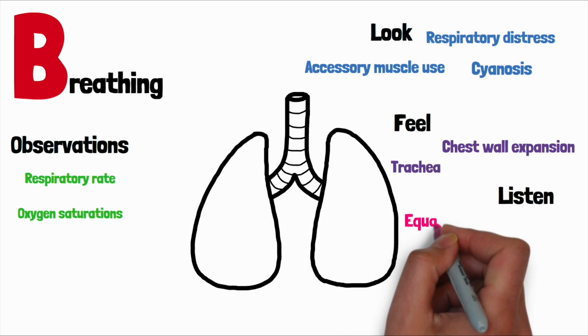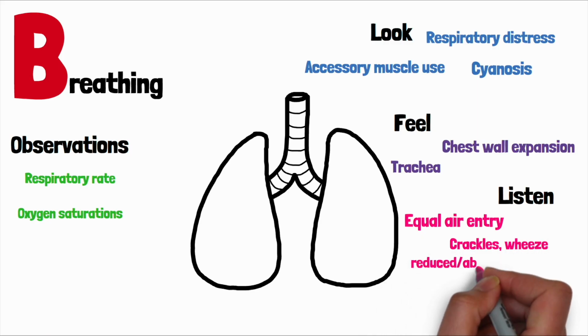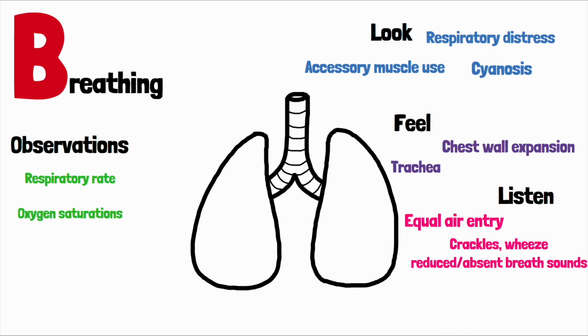Listen to the lung sounds and check for equal air entry and any added sounds such as crackles or wheeze. There may also be absent or reduced breath sounds. Make sure to percuss the chest. Hyperresonance suggests a pneumothorax, whereas dullness to percussion may indicate a pleural effusion.